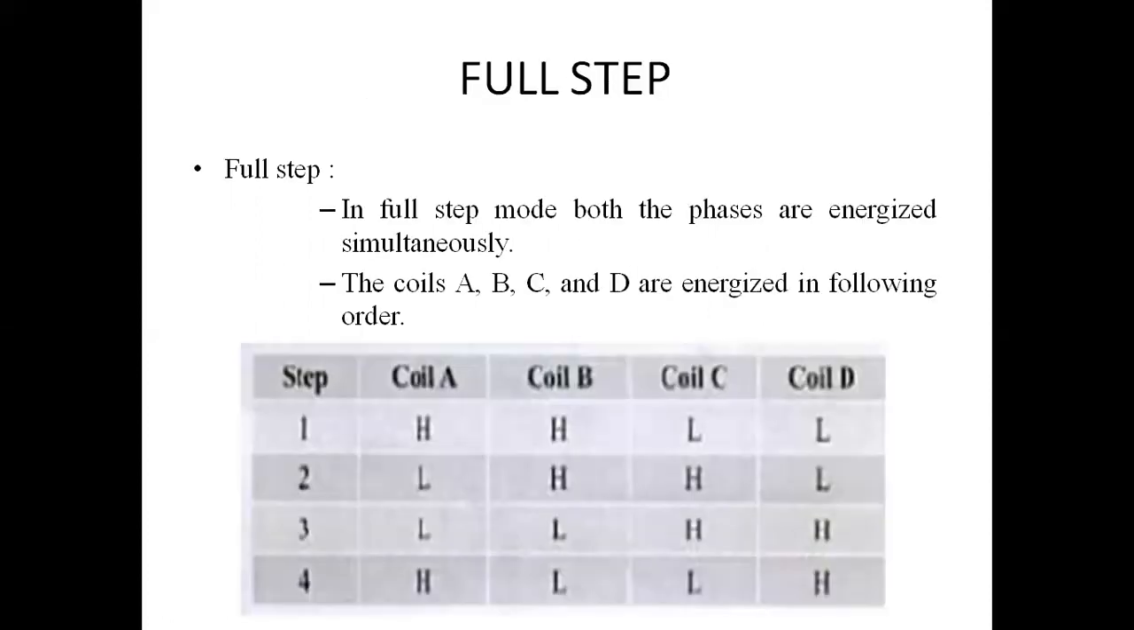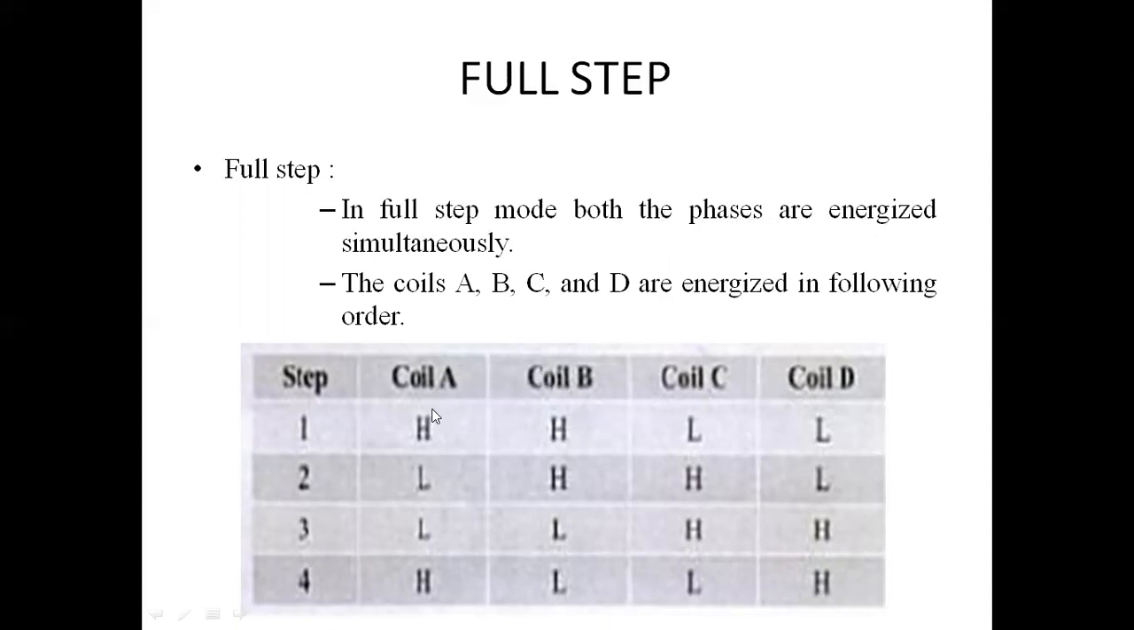So what do you mean by a full step? In full step mode, both the phases are energized simultaneously. Both the phases means coil A and coil B should be energized simultaneously, so there will be two coils energized. Coil A will be high and coil B will be high, and the rest of the other two will be low.